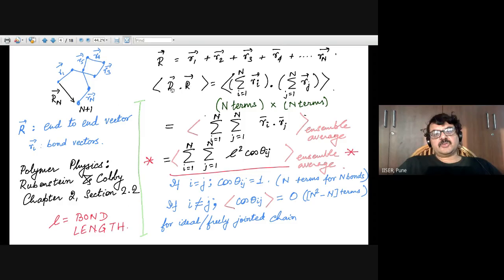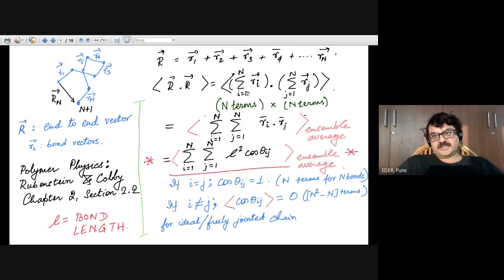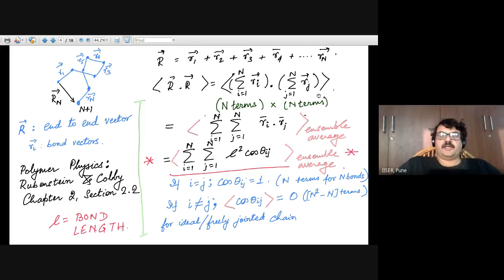This can be written as follows. Here we write the R vector as the sum of the individual bond vectors, Ri, where i goes from 1 to n, since there are n bond vectors, dot product with the sum over Rj, where j is the dummy index again, j equal to 1 to n. So this is a sum of n terms, this is a sum of n terms, and then this is a dot product. So the dot product would have n squared terms.